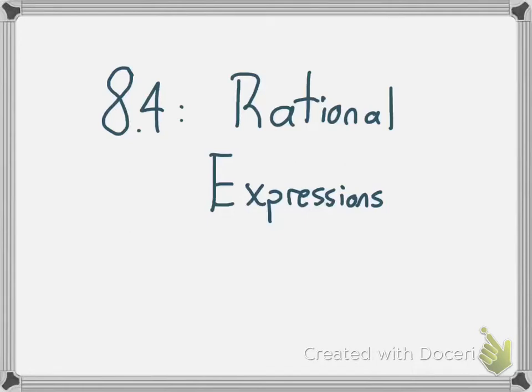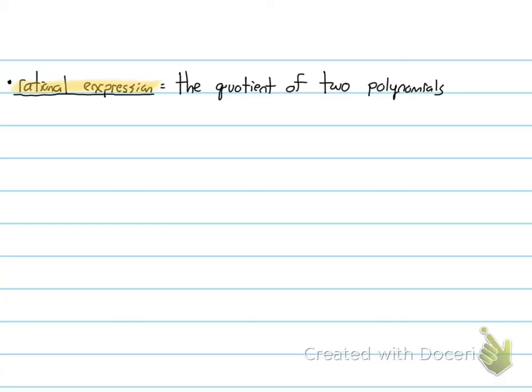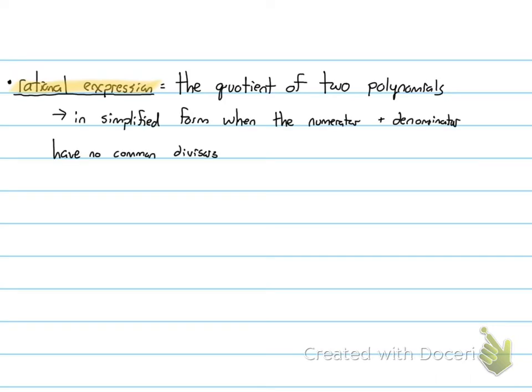In 8.4, we're going to be looking at simplifying and combining rational expressions. Just to recap, a rational expression is the quotient of two polynomials, and it's simplified when the numerator and denominator have no common divisors.